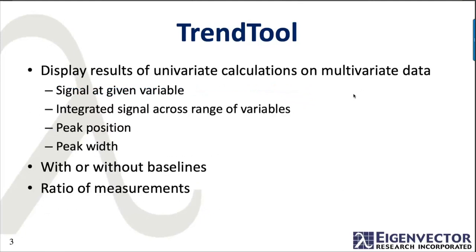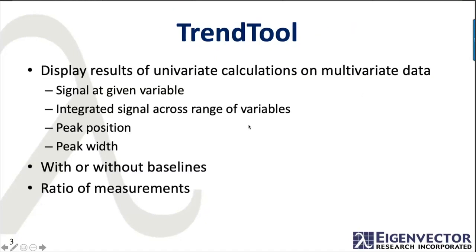So what does TrendTool do? You use it to display results of univariate calculations on multivariate data. And you can do things like show the signal at a given variable across a number of samples, say with time, or you can use it to integrate the signal across a range of variables. So you can integrate peaks, for instance. And you can also use it to show the peak position or the peak width. It'll also do some baselining, some fairly simple baselining can be done with it. And you can also use it to ratio measurements and to add a reference to it. So it's actually fairly handy.